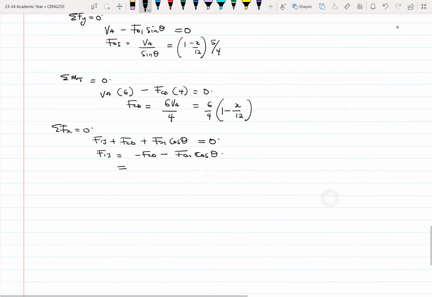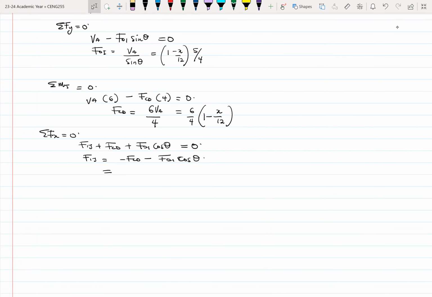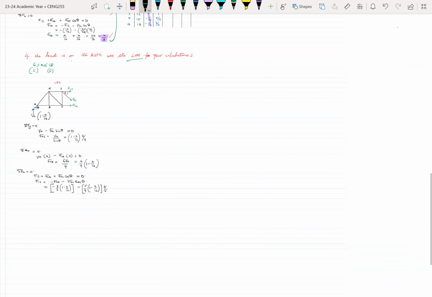So okay, let's see. So we know our FCD. I mean, we can put this whole long equation. So this is 3 over 2, so 3 over 2 times 1 minus X over 12. Okay. Then minus our FDI was 5 over 4 times 1 minus X over 12. Cos theta is what? 3 over 5. So you can simplify this equation if you want. All right. We'll just look at how simple it is.